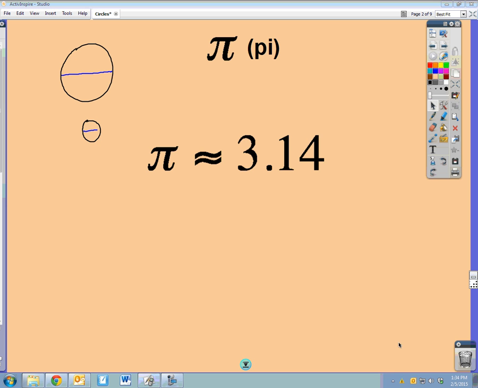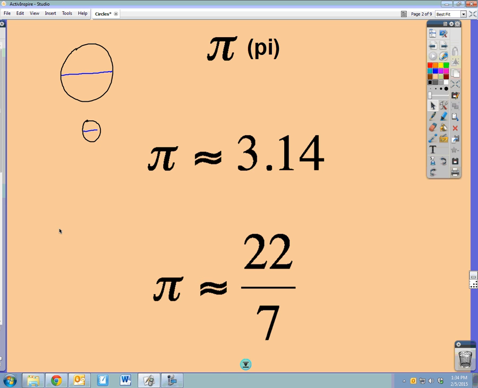3.14 is great for calculators, because calculators like decimals. However, sometimes we have fractions. Archimedes, a long time ago, came up with this ratio that's close to pi: 22/7 is close to pi. It's not exactly pi, because pi is not a fraction. It's an irrational number. You can never write the number pi as a fraction.